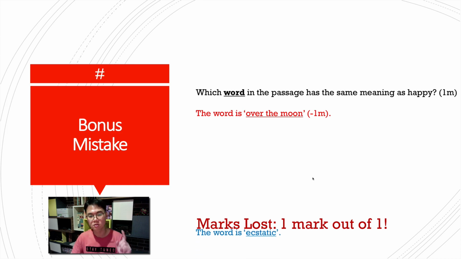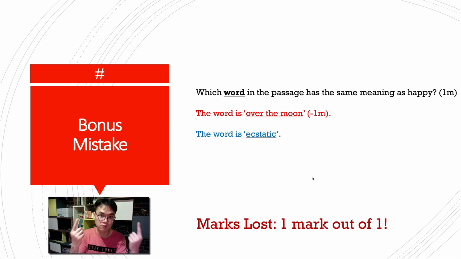Only 1 word. So the word is ecstatic. Okay? The word is ecstatic. 1 word. So read very carefully. Questions are kings and queens. They tell you what they want, and you must give it to them, or no marks will be awarded. Alright? So be very careful.